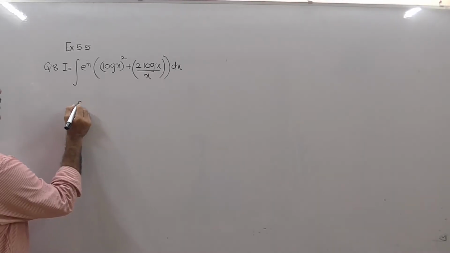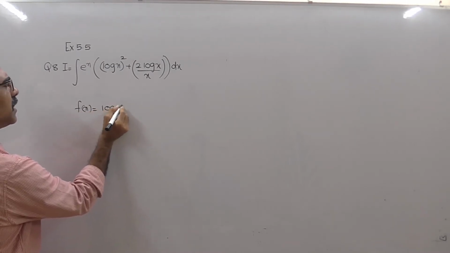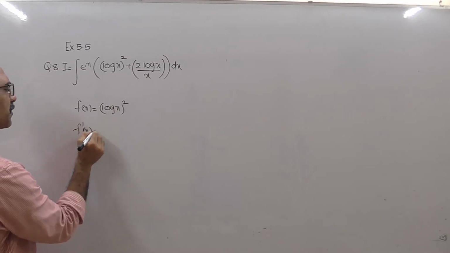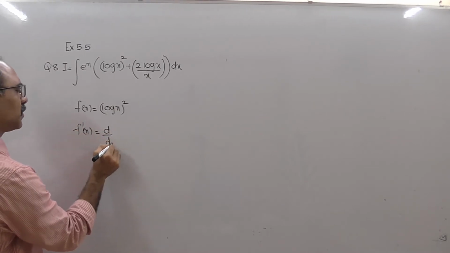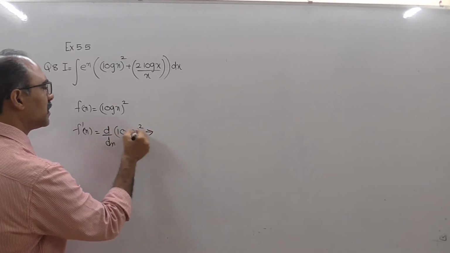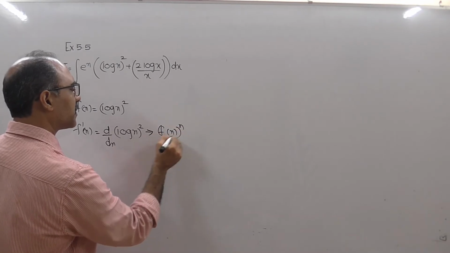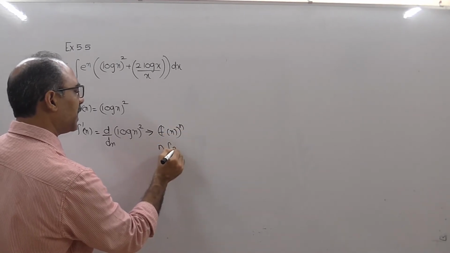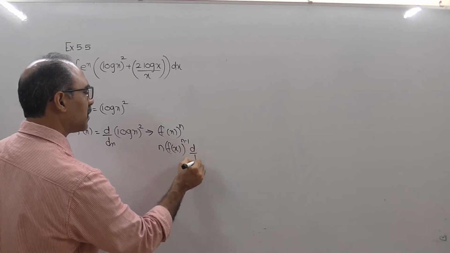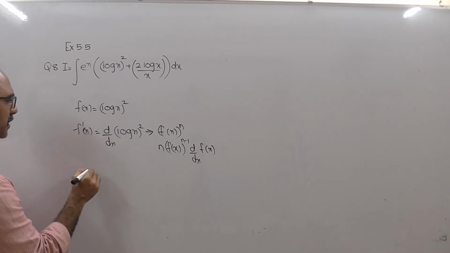Now I will make an assumption: f of x equal to (log x) the whole square. So what is f dash of x? f dash of x will be equal to d by dx of (log x) the whole square. This is a power function, meaning a function in the form of f of x raised to n. The formula will be n f of x raised to n minus 1 times d by dx of f of x.